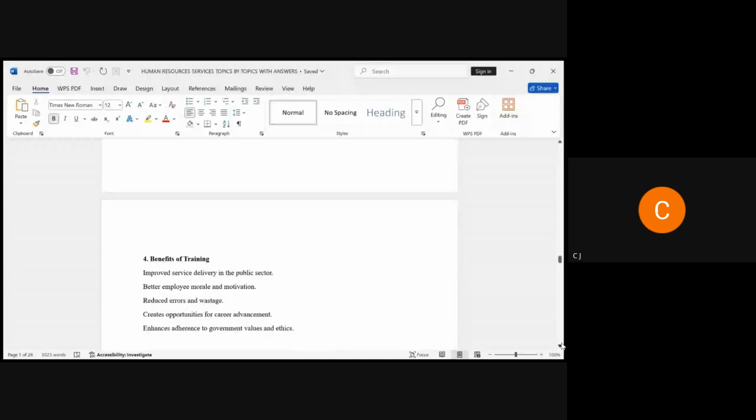We have create opportunity for career advancement. Yeah, so this training also elevates the officer to have more opportunities for career advancement, because this officer will not be limited to the same level. He will increase. He will have certificates from Kenya School of Government, and to be aware, the certificates from Kenya School of Government are very valuable, very valuable.